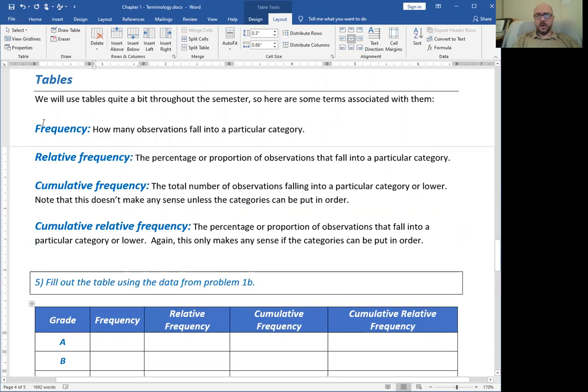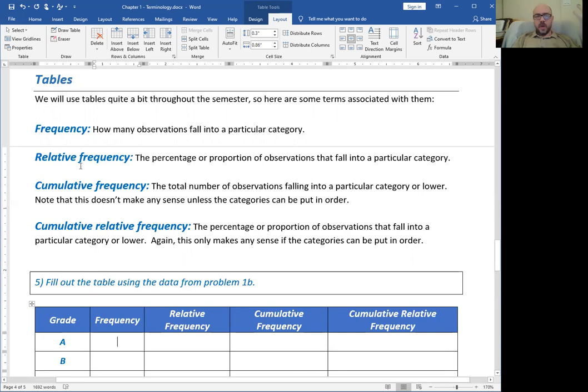So the terms we want to talk about are frequency, relative frequency, cumulative frequency, and cumulative relative frequency, which I know gets a bit long. So frequency is how many things are in that category. That's it. Frequency is the simplest thing here. Relative frequency is what percentage of the total things fall into this category. Cumulative frequency is how many things fall into this category or fewer, or lower on the table, which I'll show you in a second. And cumulative relative frequency, the same thing with the cumulative, like it's up to this point, but it's the percentage up to that point.